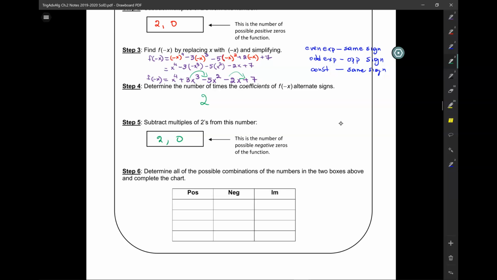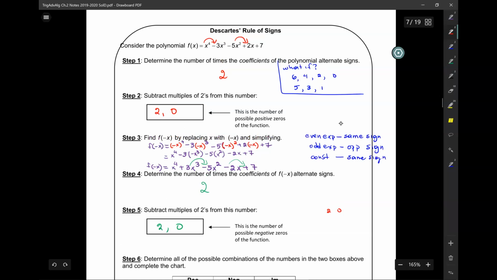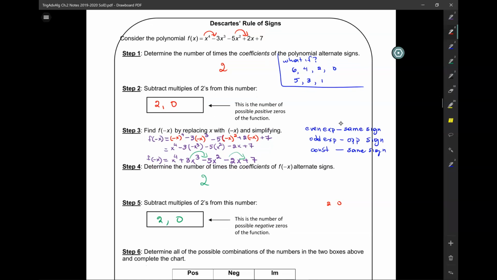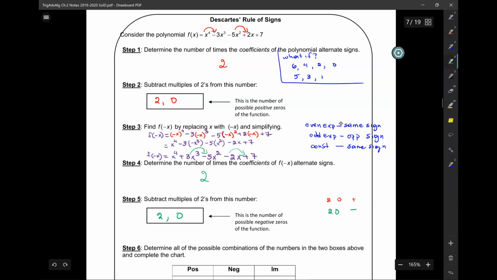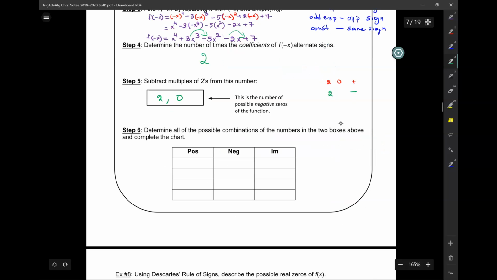Now, I need to pair up all the combinations. So I have 2 and 0. These are the possible positive zeros. And then I have 2 and 0. These are the negative ones. So imagine I have a red team with 2 people on it, a green team with 2 people on it. And now each of these team members are going to play against each of the other team's members. So let's do all the pairings.